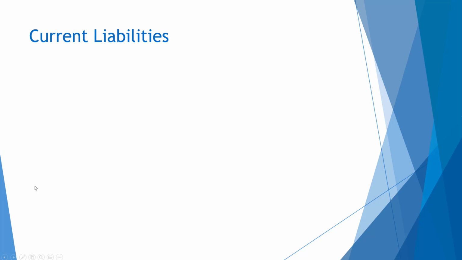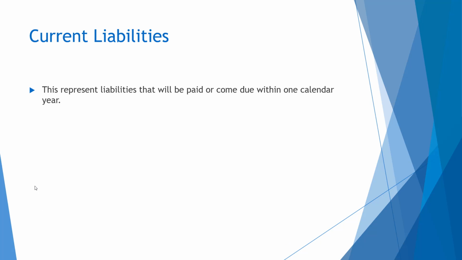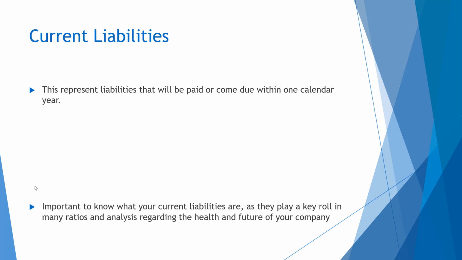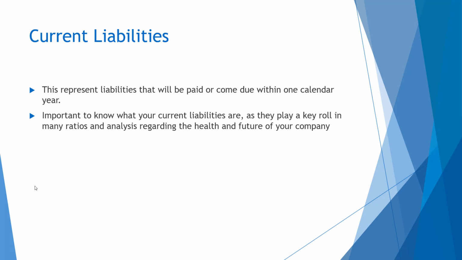Okay, current liabilities. So now we've pretty much gone through the current liabilities: the AP, the accrued liabilities, the deferred revenue. Those are your main current liabilities. Your current liabilities represent liabilities that will be paid or come due within one calendar year. It's important to know that your current liabilities are what they are, and that they play a key role in many of the ratios.